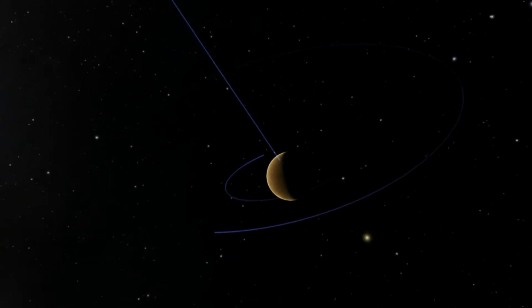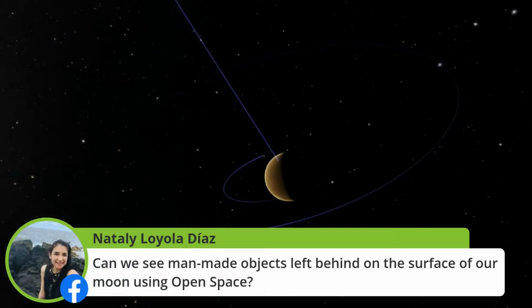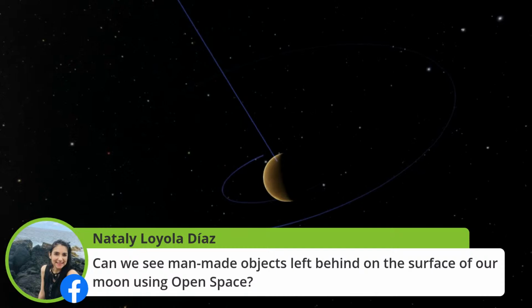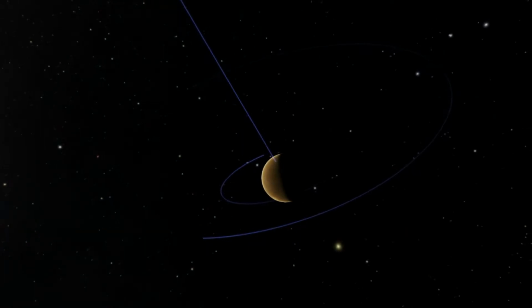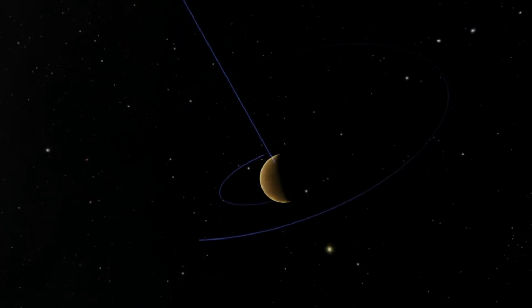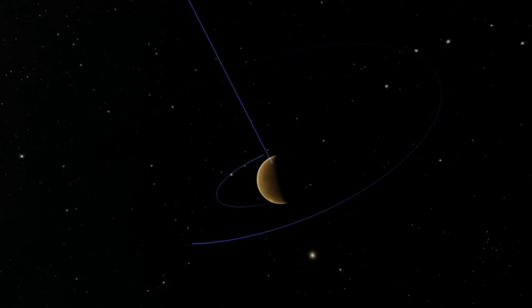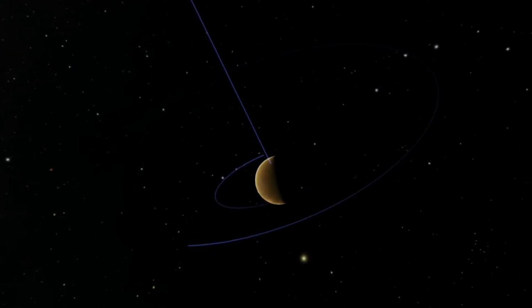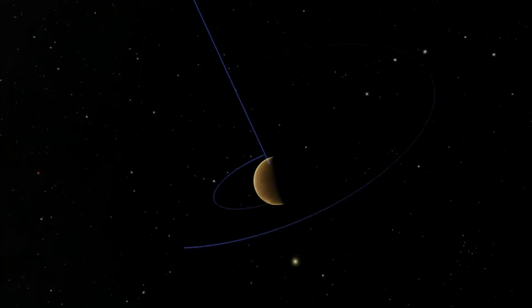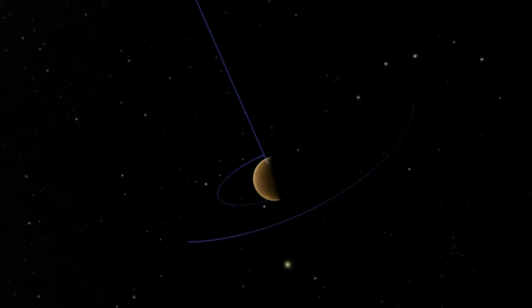Can you see some of the man-made objects left behind on the surface of our moon using OpenSpace? You actually can, not as three-dimensional objects, but as things on the surface of the moon. However, I think you need a special Apollo scene loaded up for that. I have that loaded on my computer, but I'd have to turn off OpenSpace and turn it back on, and I think that's bad showmanship on my part.